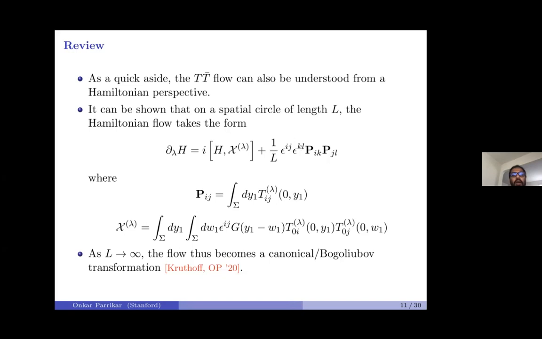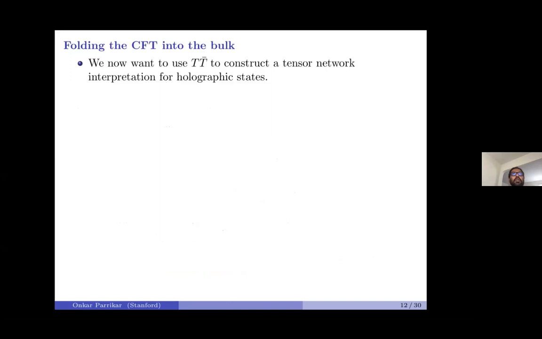So let me now, having given you some evidence for the proposal for the T-Tbar and cutoff AdS correspondence, go on to the main subject, where we want to actually use this proposal to construct some tensor networks for holographic states. Okay.